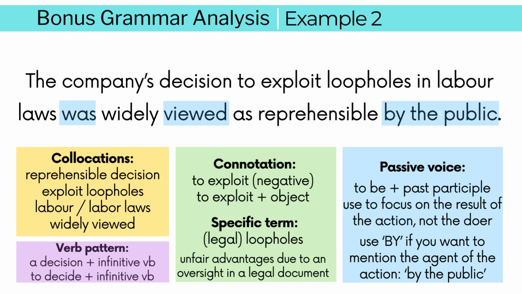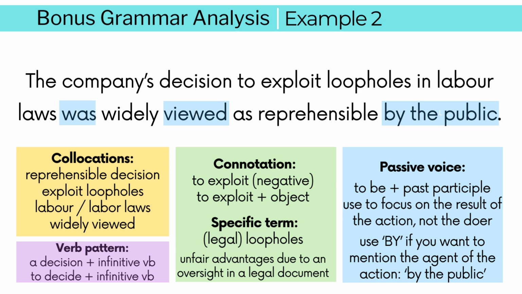So I've highlighted this because it is passive voice. I'm not talking about the tense, although this is also in past, but we're looking at this because it is focusing on the result of something, not the person who actually did that action. Now, if you want to include the agent, the person or the thing that did the action, then you can. You can put it at the end and just say by. In this case, we've got by the public. But the most important thing is the action that it was viewed. It was viewed as reprehensible.